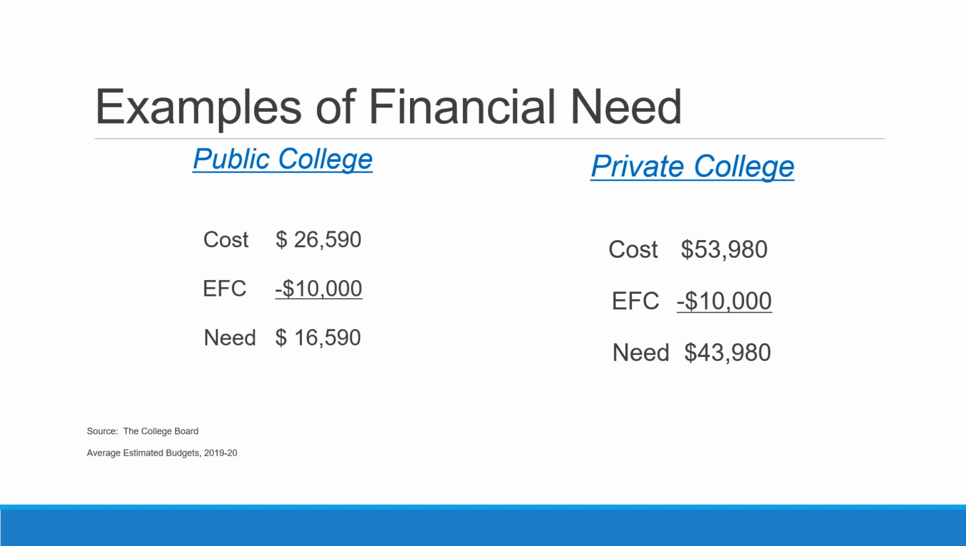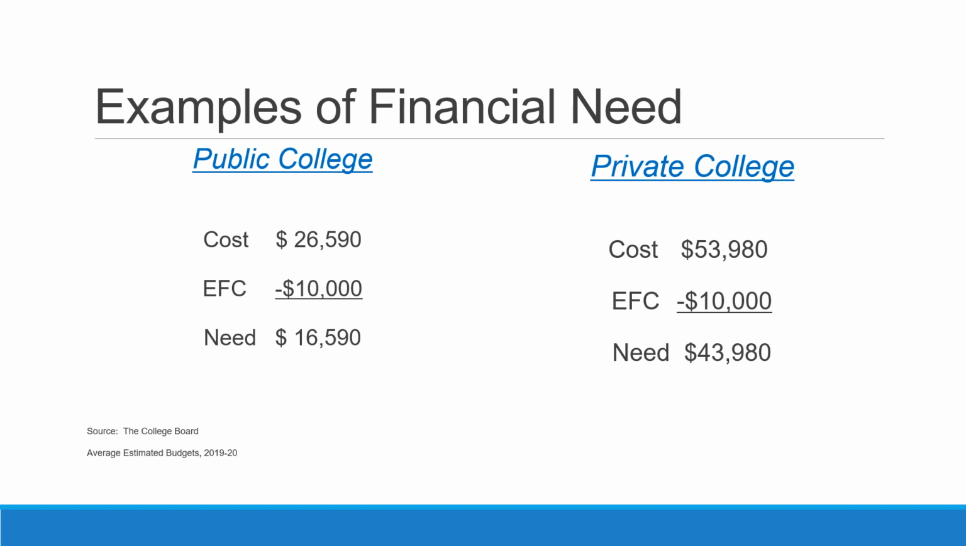In these examples, you will notice that your EFC remains the same no matter what type of college or university your child decides to attend. In the first example of a public college or university, the cost of attendance is calculated to be $26,590. Your EFC is subtracted from the cost, and your student's financial need is calculated to be $16,590.